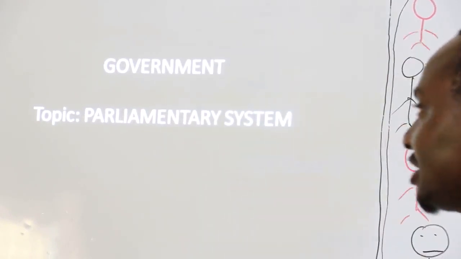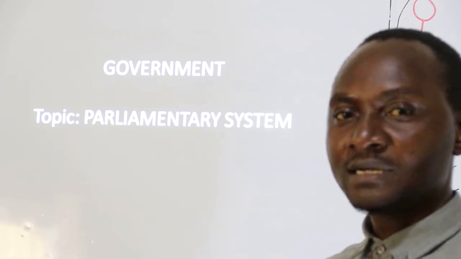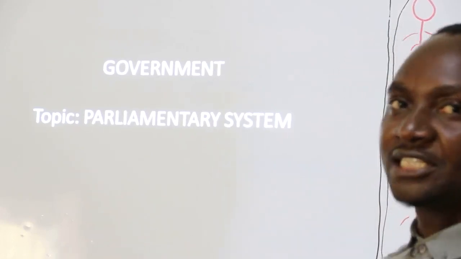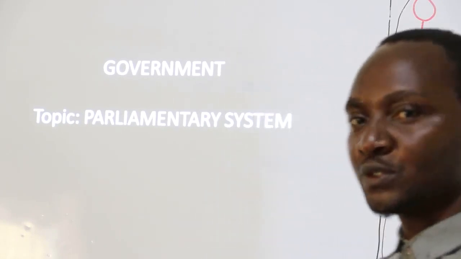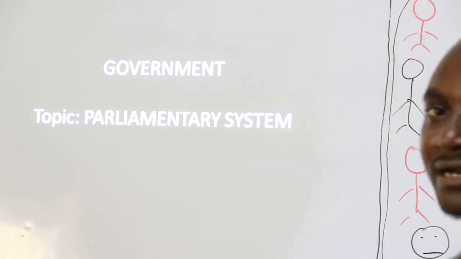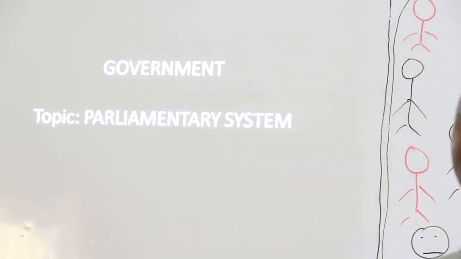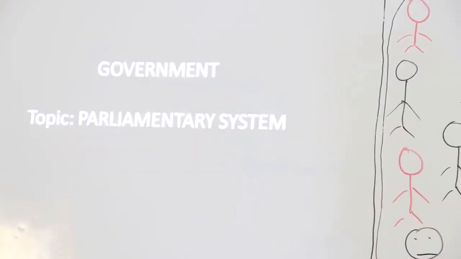In today's lesson, we shall be considering the topic Parliamentary System of Government. Parliamentary System of Government is also called Cabinet System of Government. And I want us to pay attention to this diagram because this diagram explains everything about the Parliamentary System of Government. Let's just take a look at it.